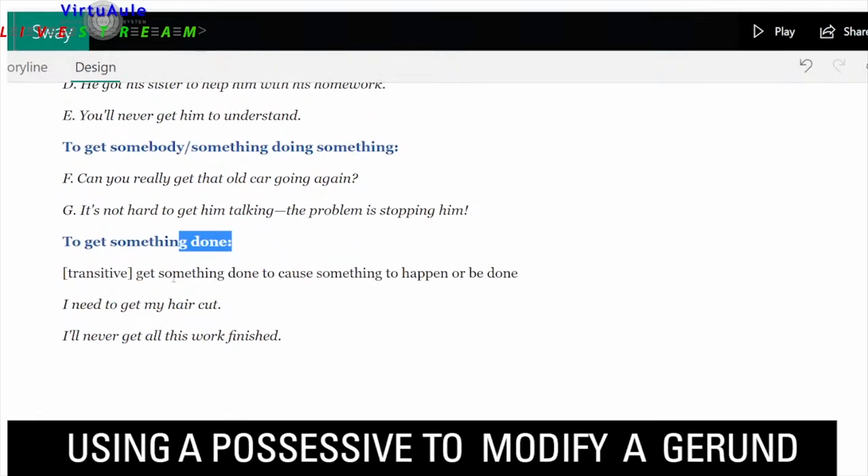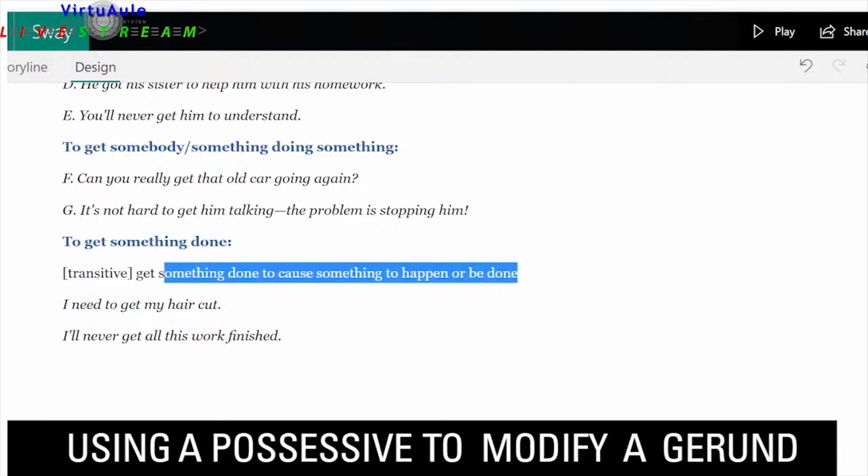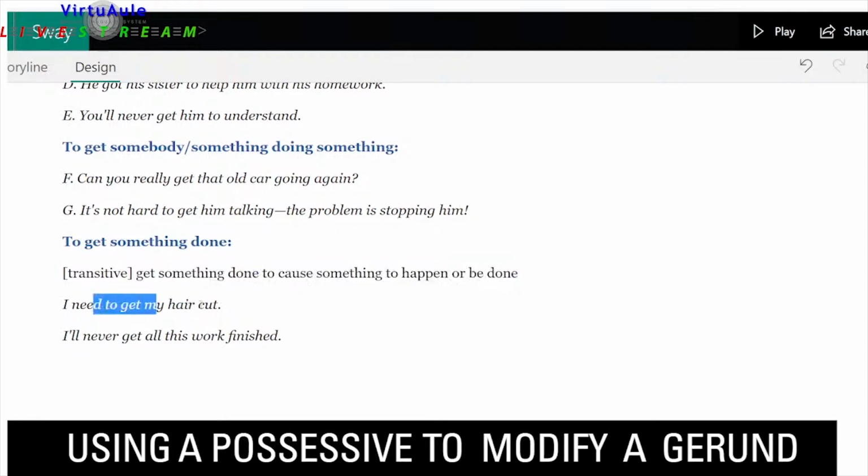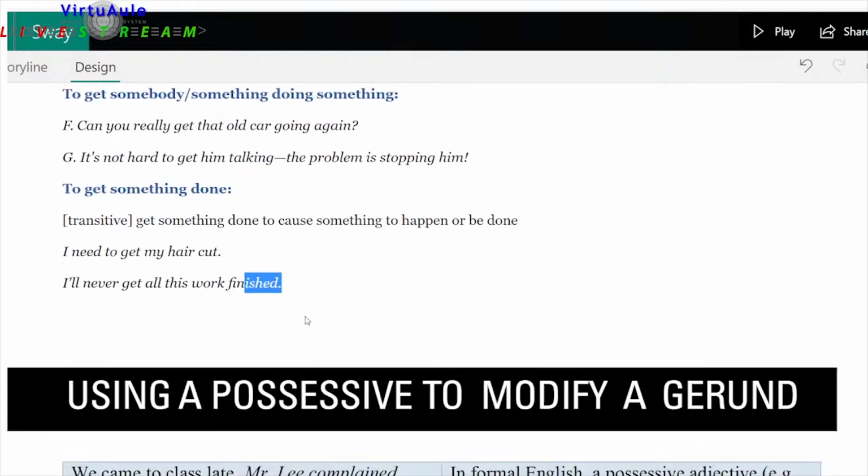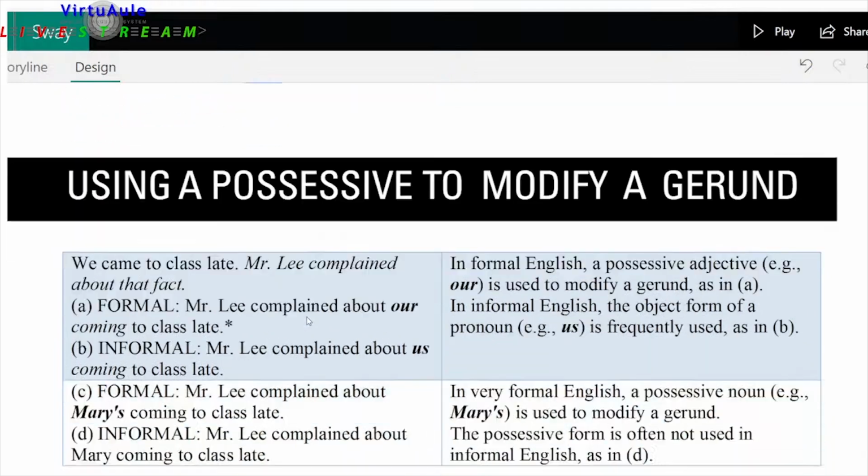To get something done, okay, this is transitive. To get something done, to cause something to happen or to be done. I need to get my hair cut. Hair cut, this is a verb, not haircut as a noun. I need to get my hair cut. We'll never get all this work finished. So we're getting the work finished. This is causing it to happen. Those are a little bit difficult.